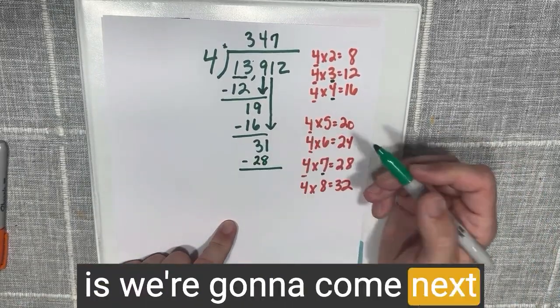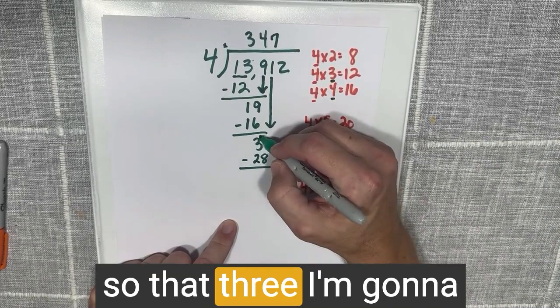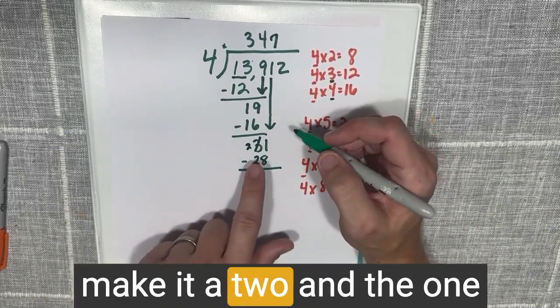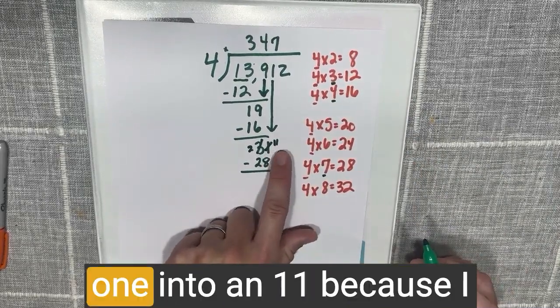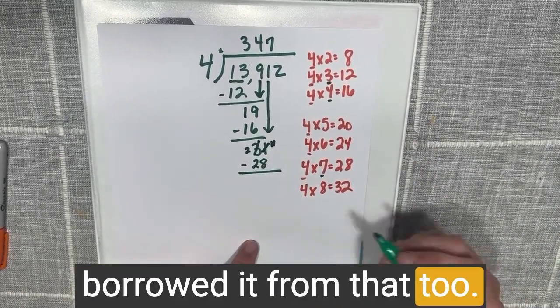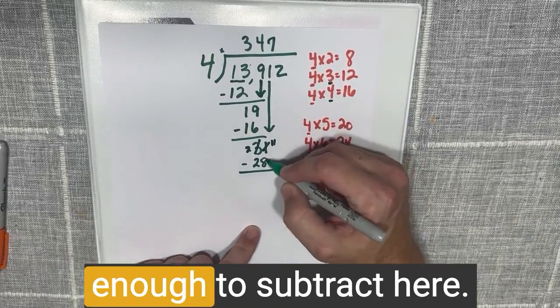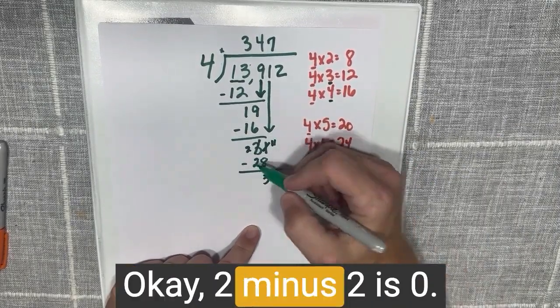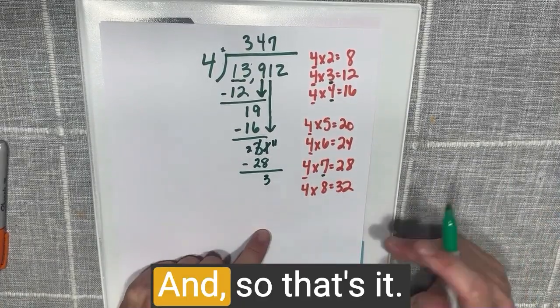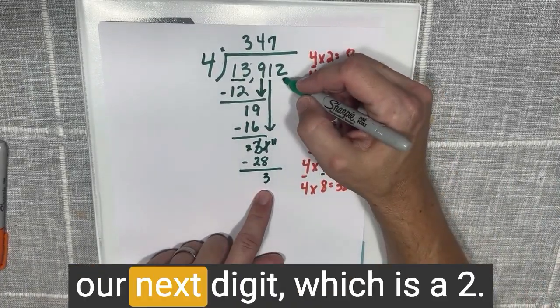All right. So what we're going to do is we're going to come next door. We're going to borrow. So that 3, I'm going to make it a 2. And the 1 that I took away, I'm going to put right there. I turned that 1 into an 11 because I borrowed it from that 2. And so now it's big enough to subtract here. So 11 minus 8 is 3. Okay. 2 minus 2 is 0. And so that's it. So we're going to go down to our next digit, which is a 2.